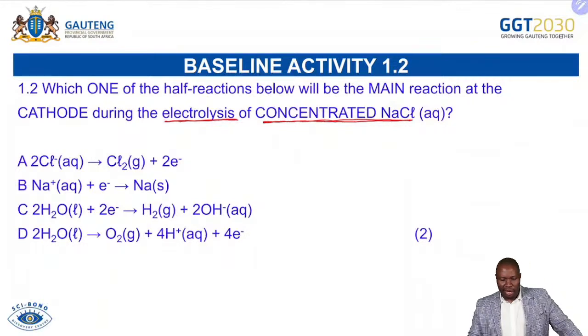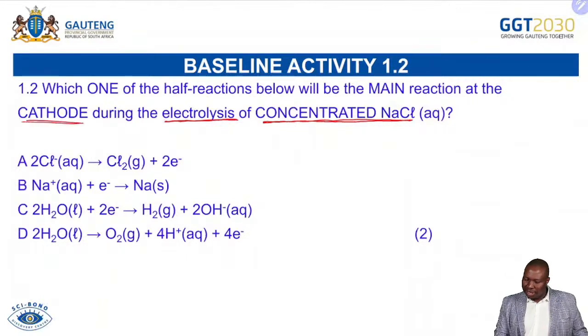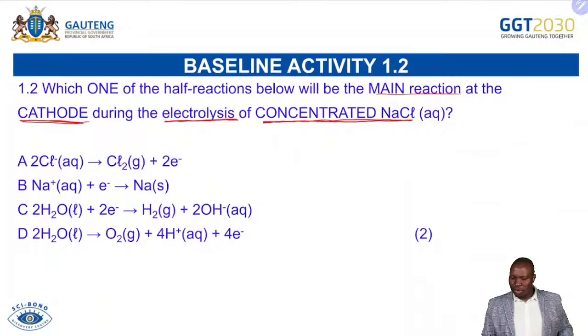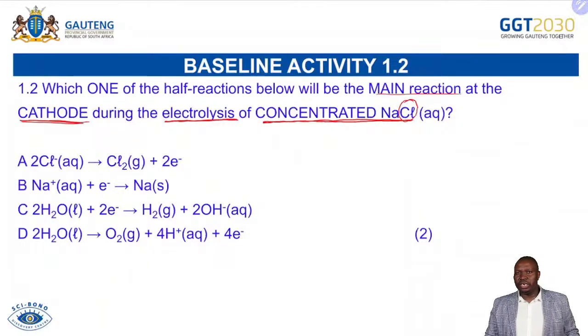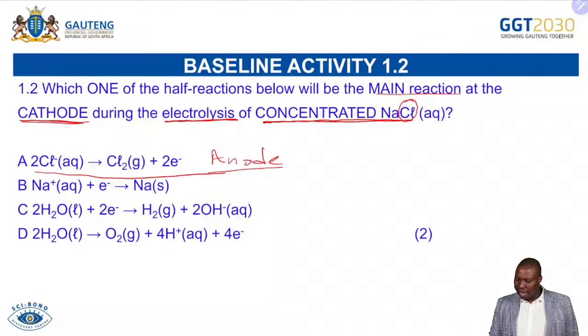So the question is saying which reaction, the main reaction, takes place at the cathode. Remember, when it comes to electrolysis, as long as we have chloride in our electrolyte during decomposition of this concentrated sodium chloride, chlorine will always be formed at the anode. So we know that this reaction, chlorine gas, is always at the anode. So this is the reaction at the anode. We have 2Cl- forming chlorine gas.